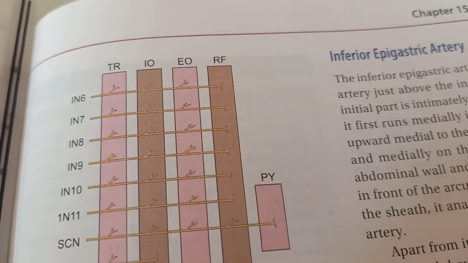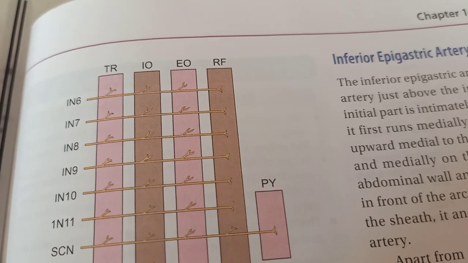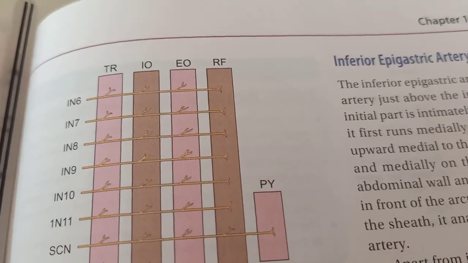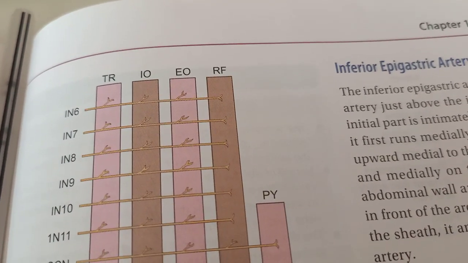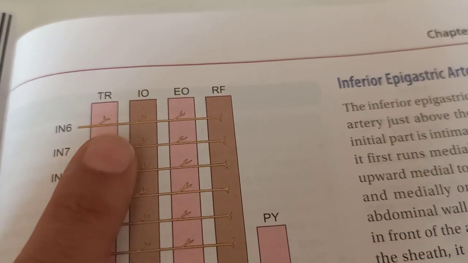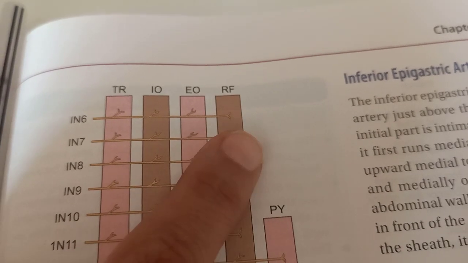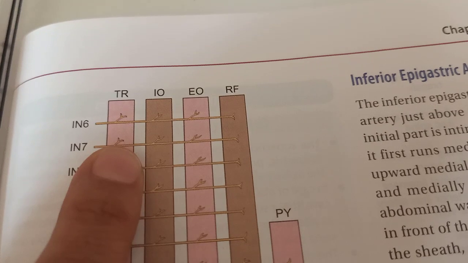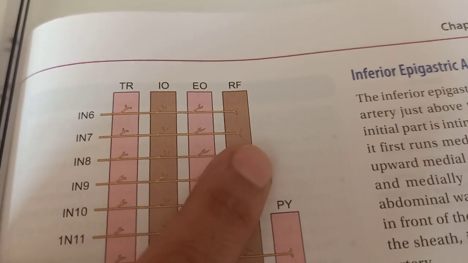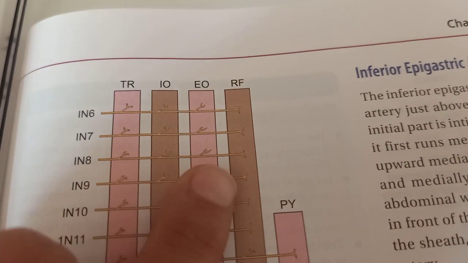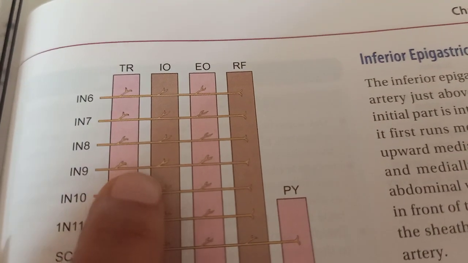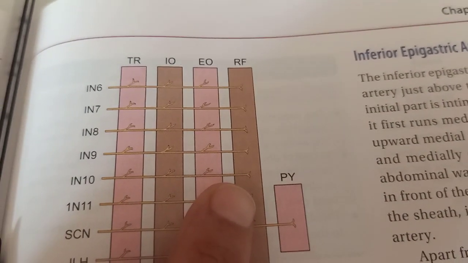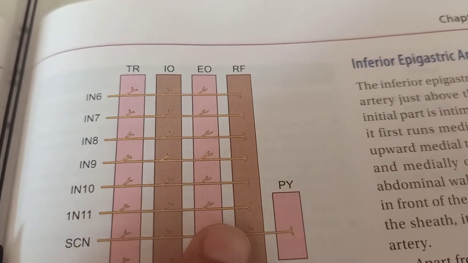Now, if we go to intercostal 6, that is from T6, some textbooks give T6, some textbooks give T7. T6 gives a branch to transversus, internal oblique, external oblique, and rectus abdominis. T7 also supplies transversus, internal oblique, external oblique, rectus. T8, T9, T10 and T11 also give branches to all the 4 muscles.